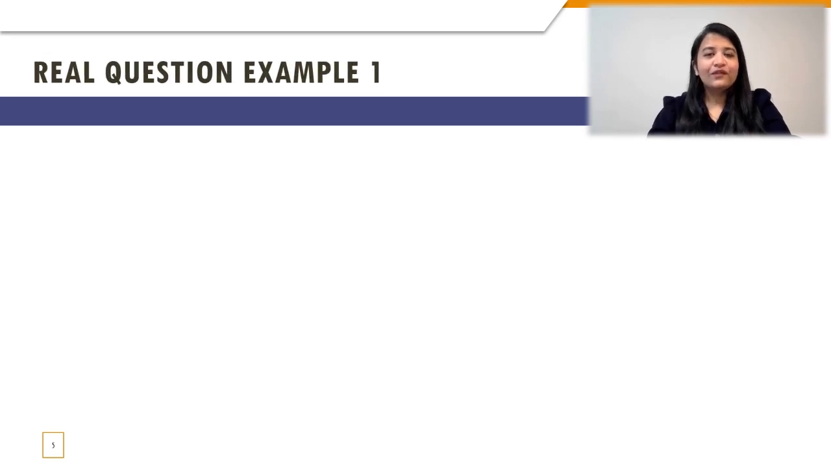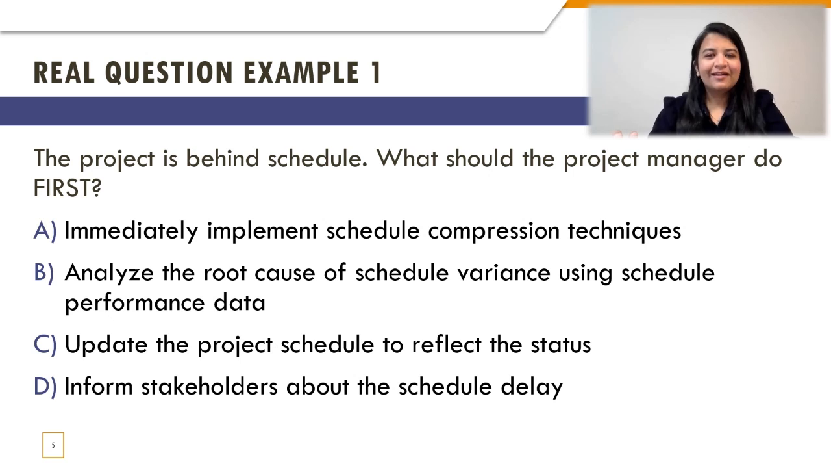Let's look at a real question example applying the PMI terms we just learned. The question says the project is behind schedule. What should the project manager do first? Option A is immediately implement schedule compression techniques. Option B is analyze the root cause of schedule variance using schedule performance data. Option C is update the project status to reflect the current status. And option D is inform the stakeholders about the schedule delay.